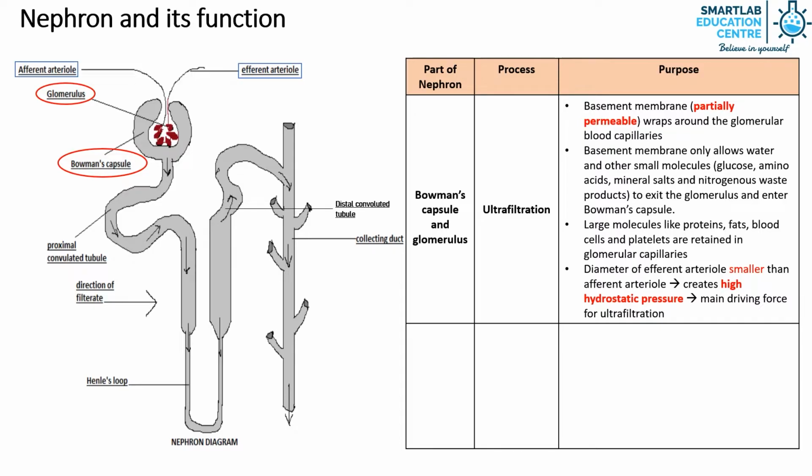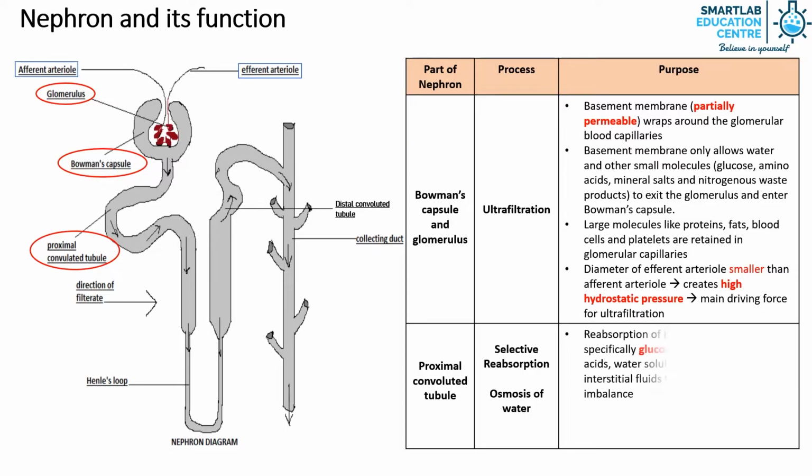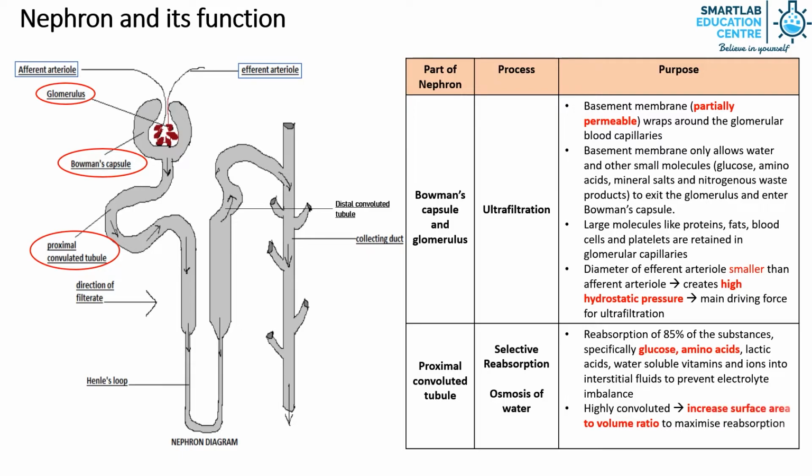The second part of the nephron we will look at is the proximal convoluted tubule. The main processes occurring here are selective reabsorption and osmosis of water. There is reabsorption of 85% of the substances, specifically glucose, amino acids, lactic acids, water-soluble vitamins and ions into the interstitial fluids to prevent electrolyte imbalance. With it being highly convoluted, it increases the surface area to volume ratio to maximize reabsorption.